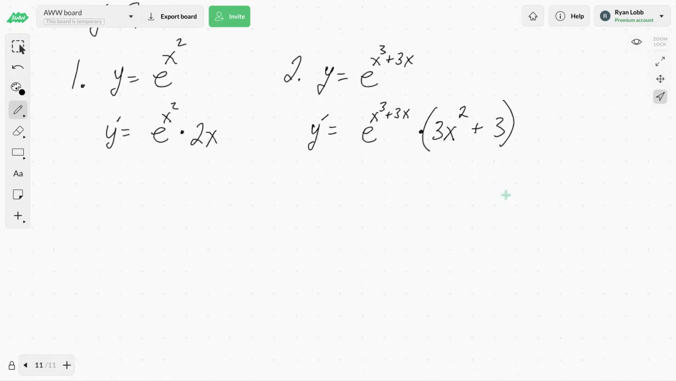Let's go with one more here. y equals e to the cosine of x. If y is equal to e to the cosine of x, then y prime would be the derivative of e to the cosine of x, times then the derivative of cosine. Good idea to put it in parentheses: negative sine of x. So there's that one. See, it's pretty simple to take the derivative of e to a power. It's just going to be your function, e to the power, then times the derivative of your exponent.